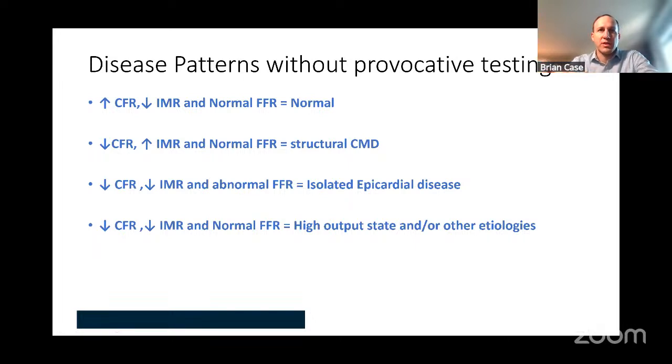One interesting thing that we see a lot, and we sometimes struggle with how to deal with, is when we see the CFR is low, so the patient has impaired flow, but their IMR is normal. This is something we call functional CMD. We're learning more and more about it, but a lot of times we see it in patients who are in a high output state. So if they had a fever, yes, that would contribute to it. But if they have anemia or hyperthyroidism, that can cause this pattern.